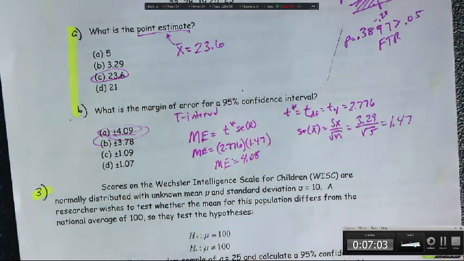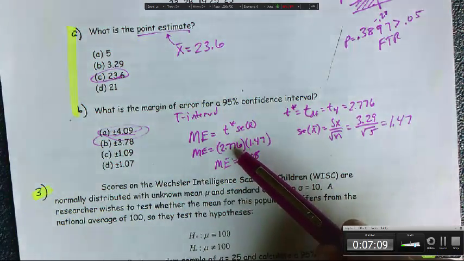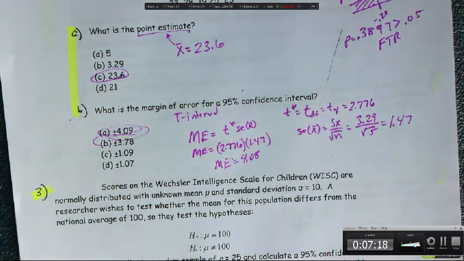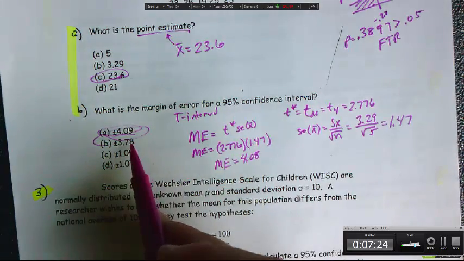So that would have been totally different if it wasn't a T. Instead of using 2.776 to accommodate for the small sample size, if it would have been a Z interval, we would have used 1.96 because of 95%, which would drastically change our margin of error. I think it gives you 3.78. So if you use the wrong interval, you'll get B instead of A.